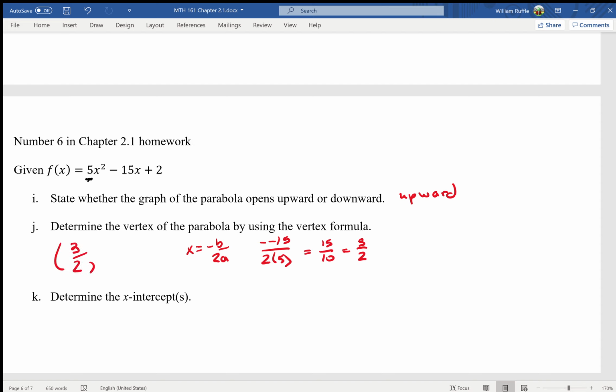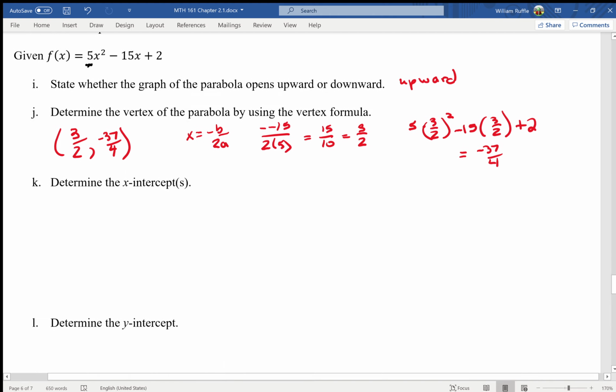Now my y value, I've got to put 3/2 into this. So it's 5 times 3/2 squared minus 15 times 3/2 plus 2. Now I'm just using my calculator and typing this in to get my answer. And when I type it in, I get negative 37/4. So that means my y value is negative 37/4. And so when we sketch this graph, this is going to be very difficult, but I'll show you on ALEKS how nice it is. It has a nice plot point feature that you'll like.